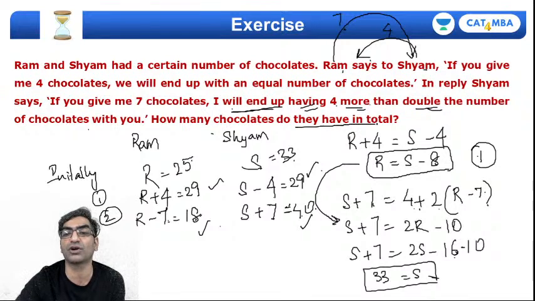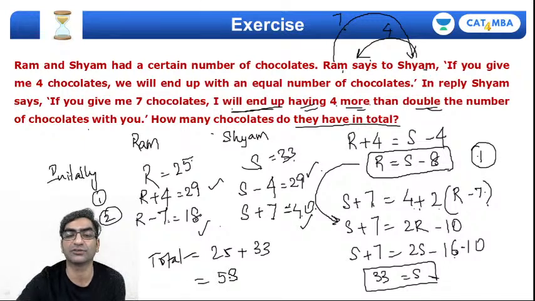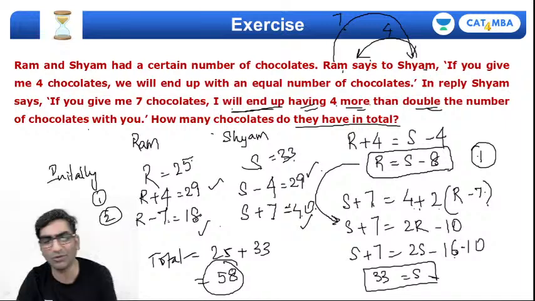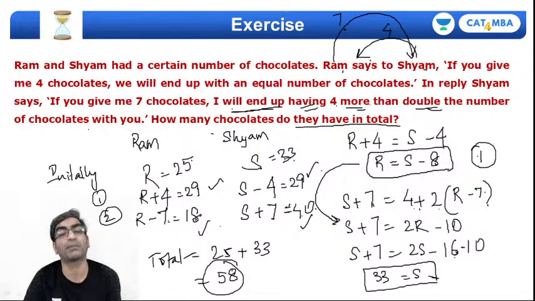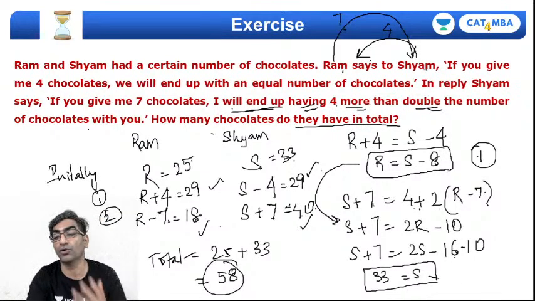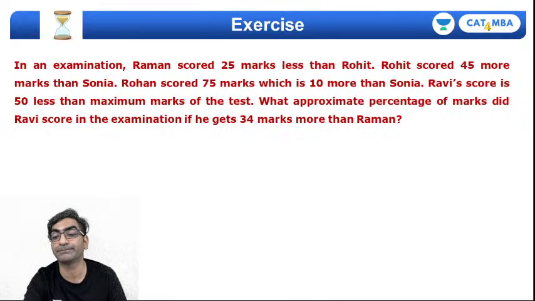The question says how many chocolates do they have in total? So how many total chocolates will there be? 25 plus 33, that's 58. Right? So that's what you will end up marking. This one was a slightly more tedious problem, but I hope you will be able to solve it, right? So make sure that you practice. In linear equations, practice is more important. The more you practice, the better you'll get.